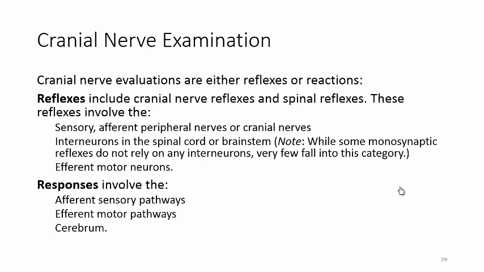But we do need to remember that our reflexes involve both cranial reflexes and spinal reflexes, and they can involve our sensory afferent peripheral nerves or the cranial nerves, or they can involve the interneurons in the spinal cord, or efferent motor neurons. So those are the three areas that all need to be intact if we have normal cranial nerves.